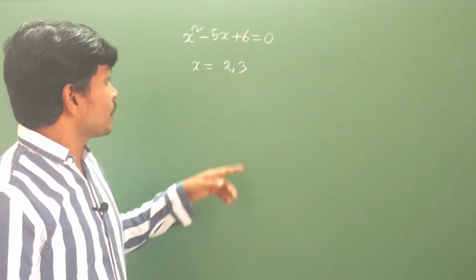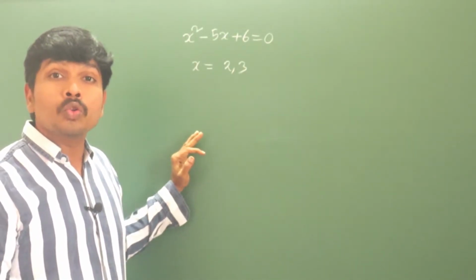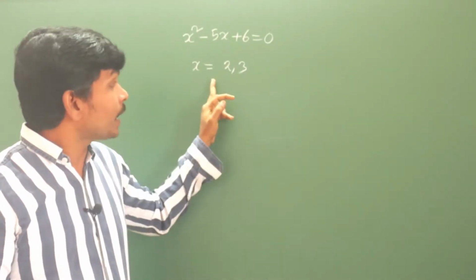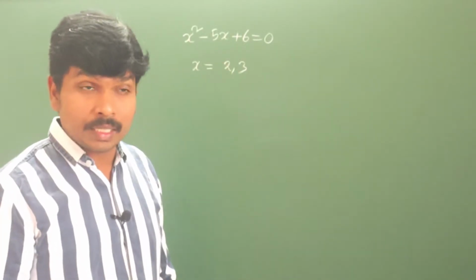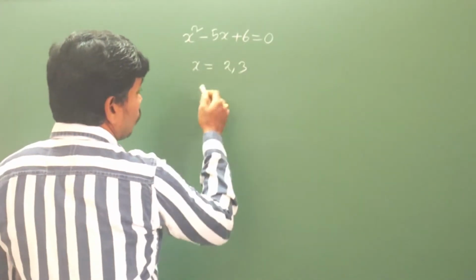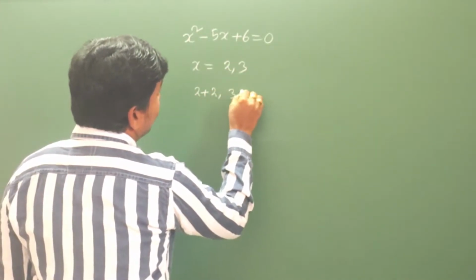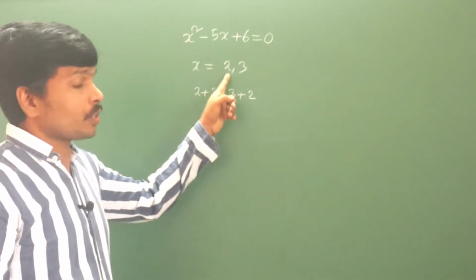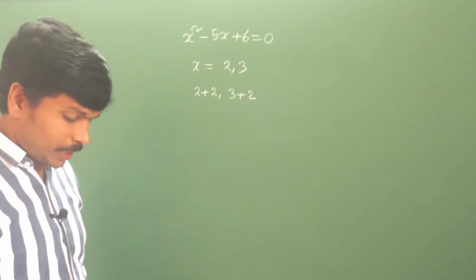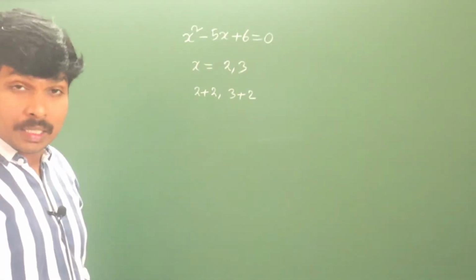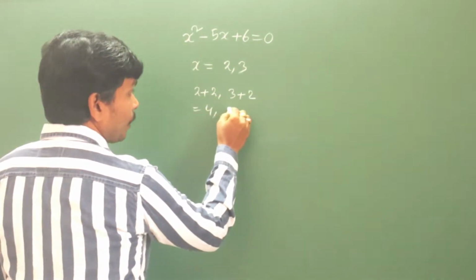Now my question is, you have to find the quadratic equation whose roots are greater by 2 than these roots. Means you have to find the quadratic equation whose roots are 2 plus 2, 3 plus 2. Means the given equation's roots are increased by 2. Then what is the quadratic equation? Tell me. Yes, easily you can say, because here the roots are 4, and 3 plus 2, 5.